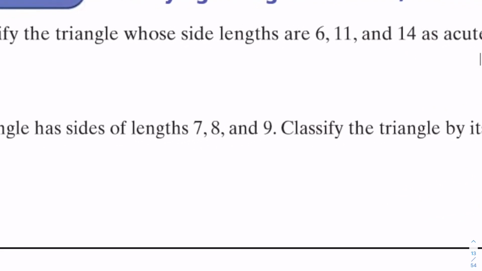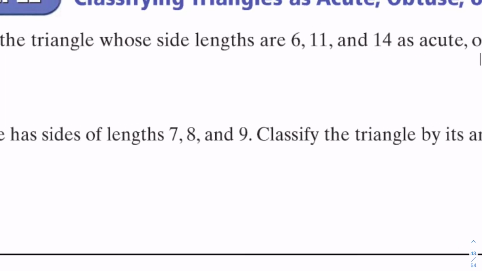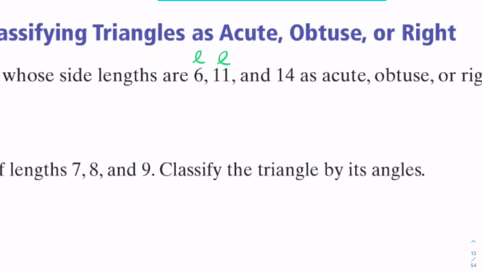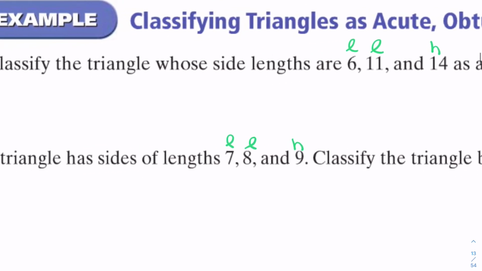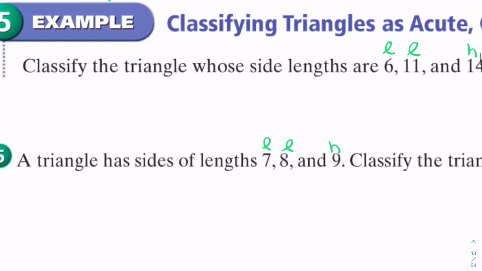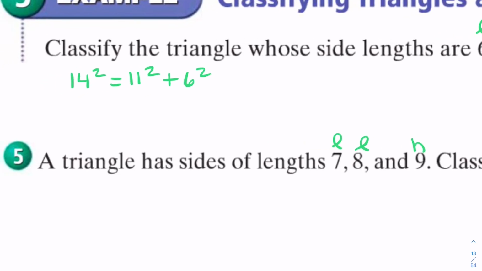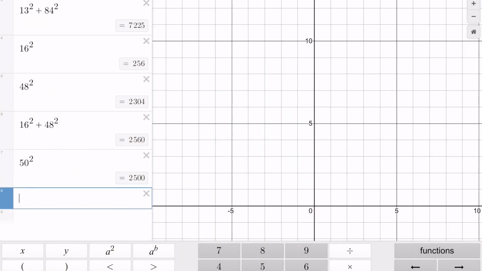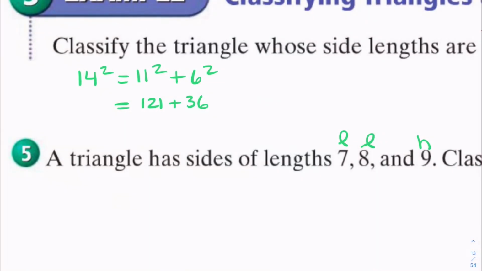So let's test 14, remember we're going to go with 14 as the hypotenuse. So if this were a true problem, this would be a leg, that would be a leg, and that would be a hypotenuse. The hypotenuse always has to be the greatest one. So we're going to say 14 squared is equal to 11 squared plus 6 squared. It doesn't matter the order that those go in. So I have 121 and 36, and 14 squared is 196.